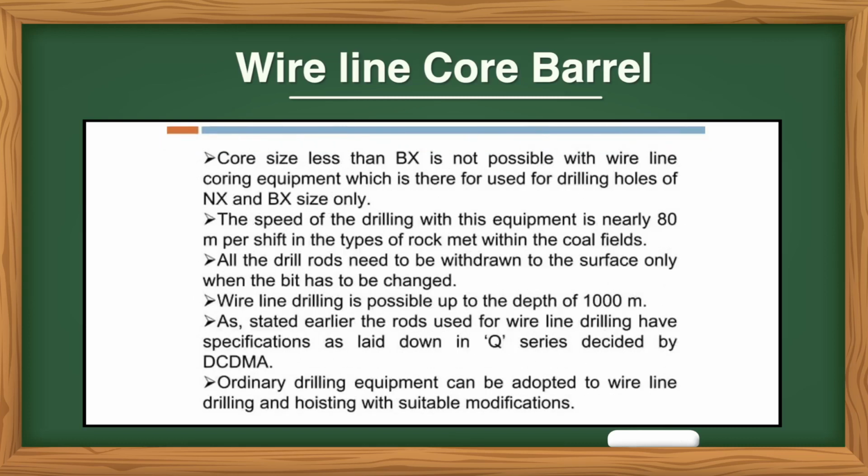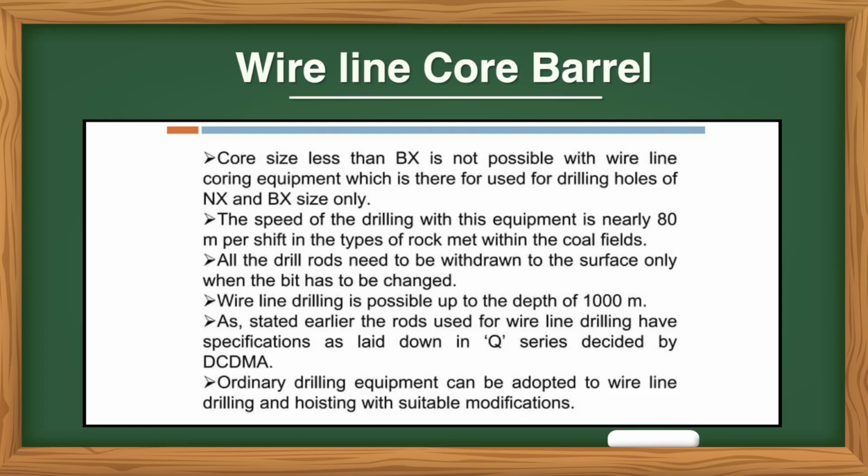Core size less than BX is not possible with wireline coring equipment, which is therefore used for drilling holes of NX and BX size only. The speed of drilling with this equipment is nearly 80 meters per shift in the type of rock found within the coal fields.